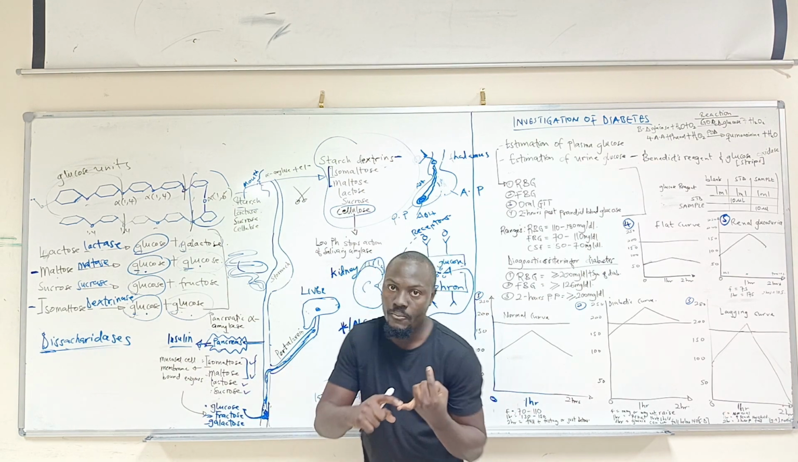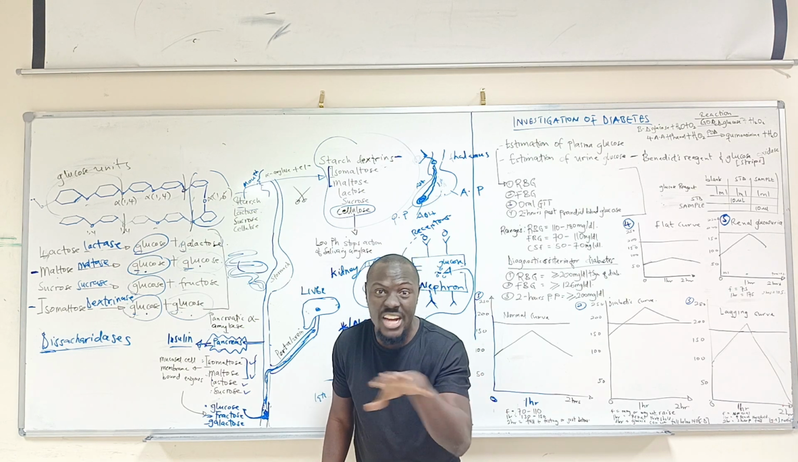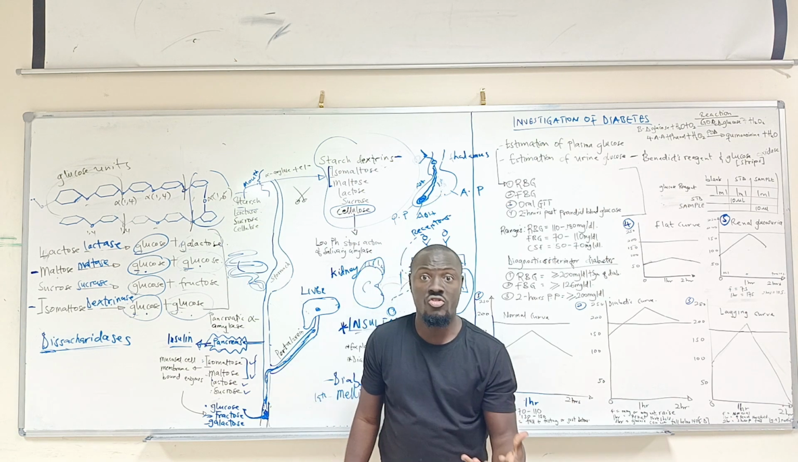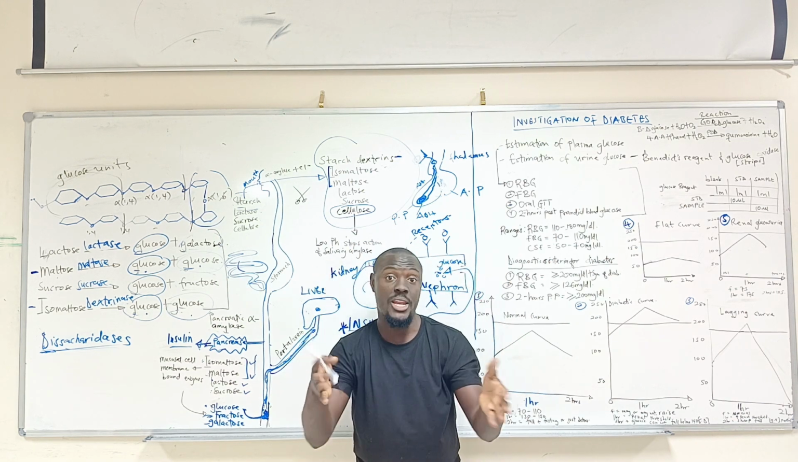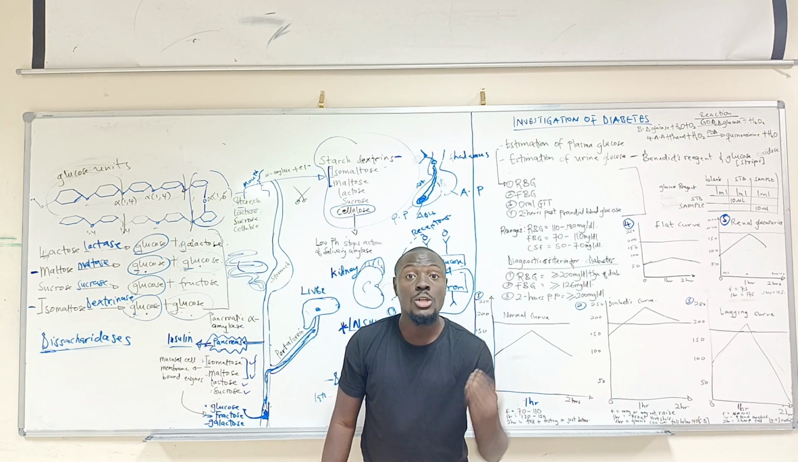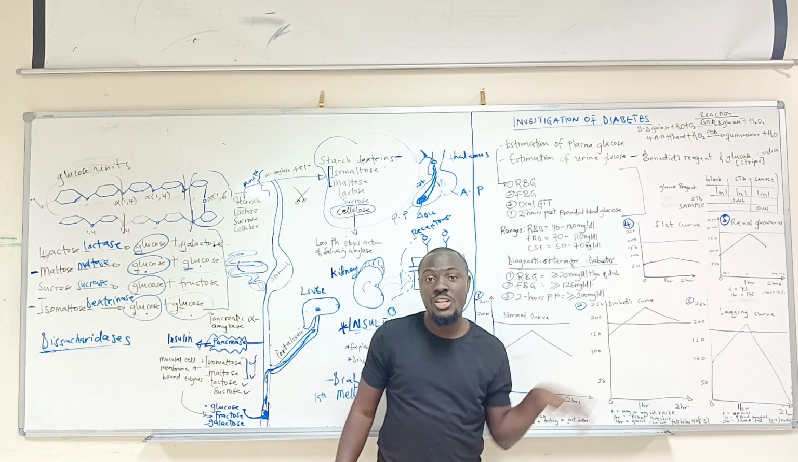Do not take alcohol. You don't need to take caffeine. You don't need to smoke. There are certain drugs you shouldn't take, like oral contraceptives, and this actually goes to the women. You shouldn't take oral contraceptives when you want to go for an oral glucose tolerance test. Otherwise, it will affect the results. You shouldn't take all those things.